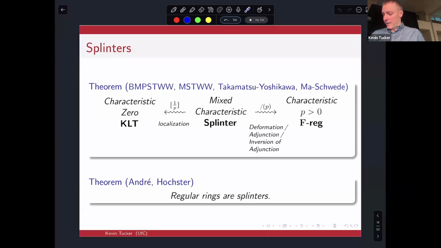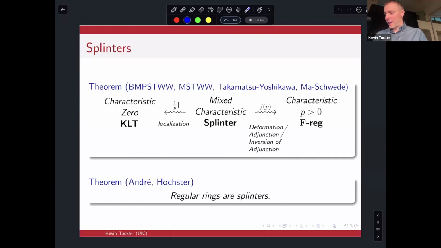So first conjectured by Hochster in the 70s and checked in the equicharacteristic case, and then finally verified by André in the mixed characteristic case. It simply says that regular rings are splinters. And I want you to see two things from that theorem.